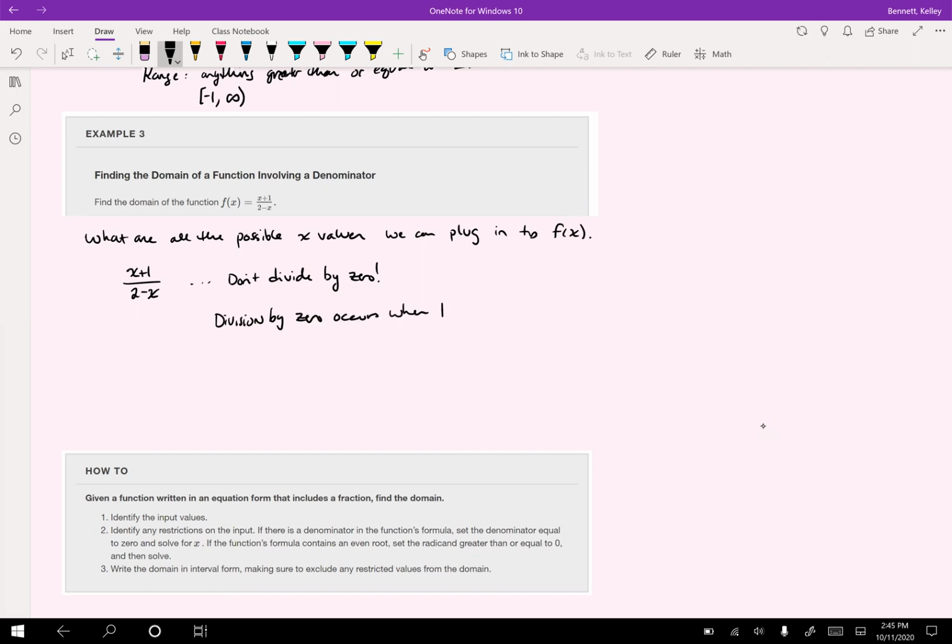So the only way I'm going to get a division by 0 is when the denominator equals 0. So let's figure out when that happens. So the denominator is 2 minus x, and that equals 0. Let's just add x to both sides. That's going to happen when 2 equals x. So this is the only prohibited value.